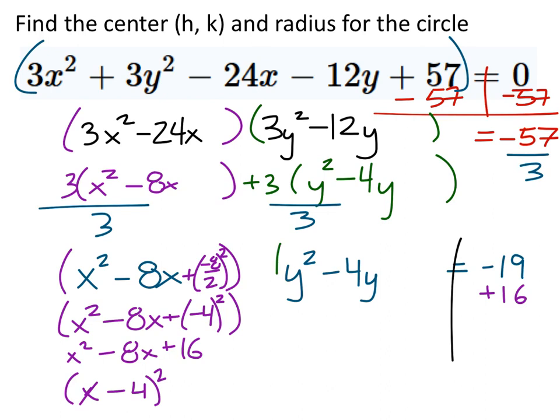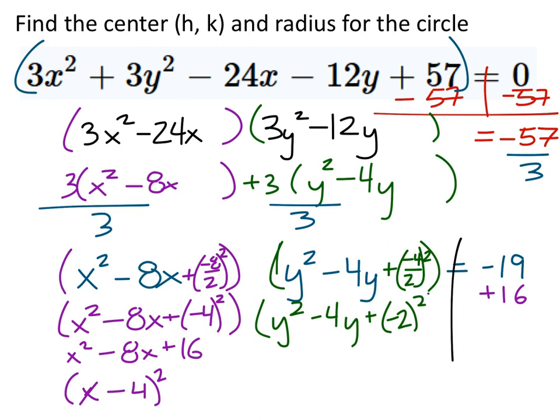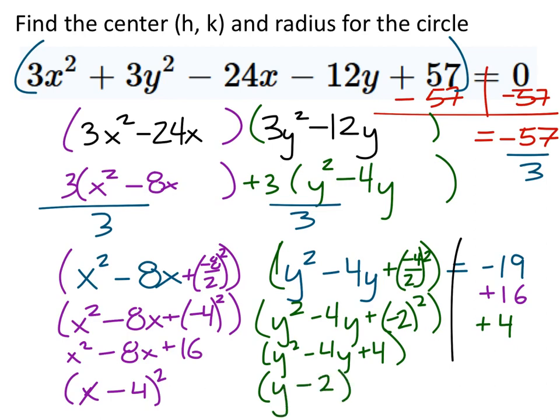All right, let's do the y's now. So the y's, y squared minus 4y. And we're going to take that b value of negative 4. We'll divide it by 2 and square that. So now we got y squared minus 4y plus negative 2 squared, which is y squared minus 4y plus 4. So I added 4 to the y, so I'm going to have to add 4 also to the right side of the equation as well. And now we can factor that. So we got y, and then what was inside the parentheses was that negative 2, so y minus 2 squared. And of course we'll add those two together. And this equals negative 19 plus 16 plus 4, which is 1.